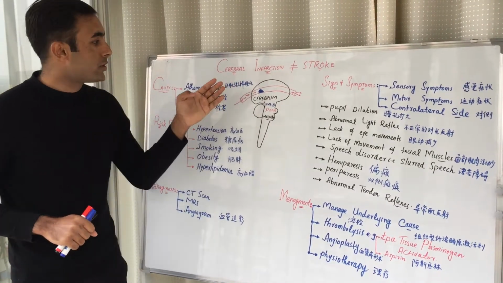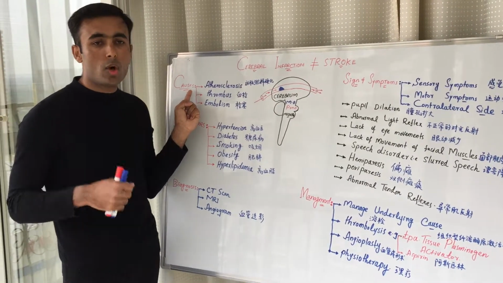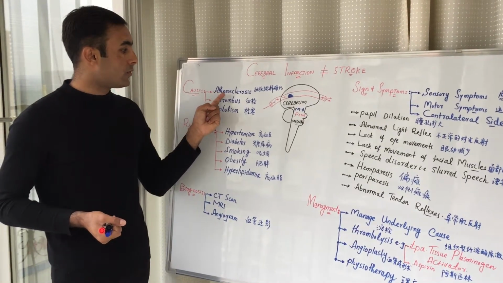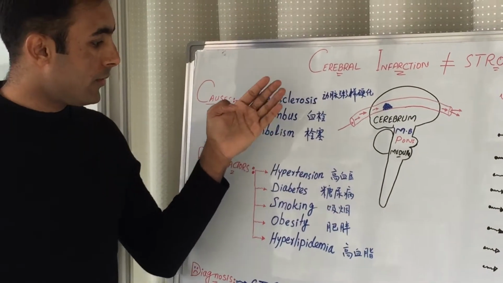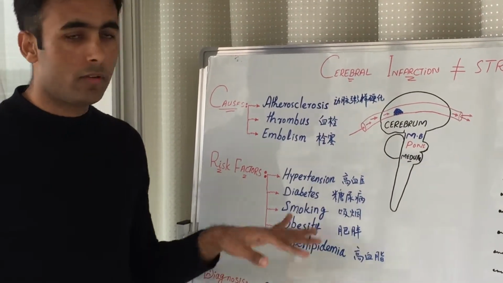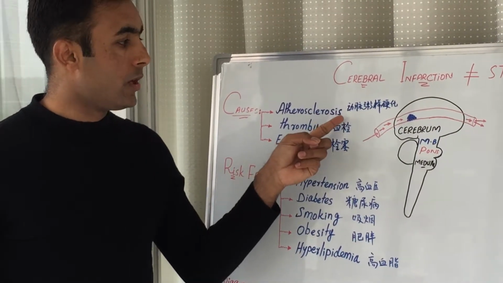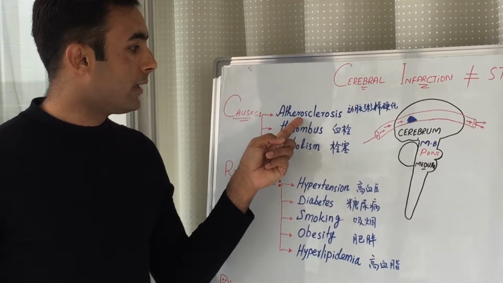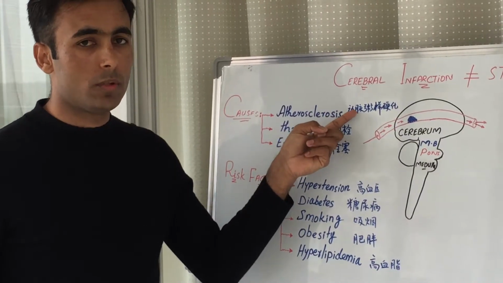Now, to understand cerebral infarction, first of all, we have to study its causes. What causes cerebral infarction? The first cause is atherosclerosis. For all these causes in today's lecture, I have written the English and Chinese as well, so those of my Chinese students who cannot understand English can understand the Chinese.